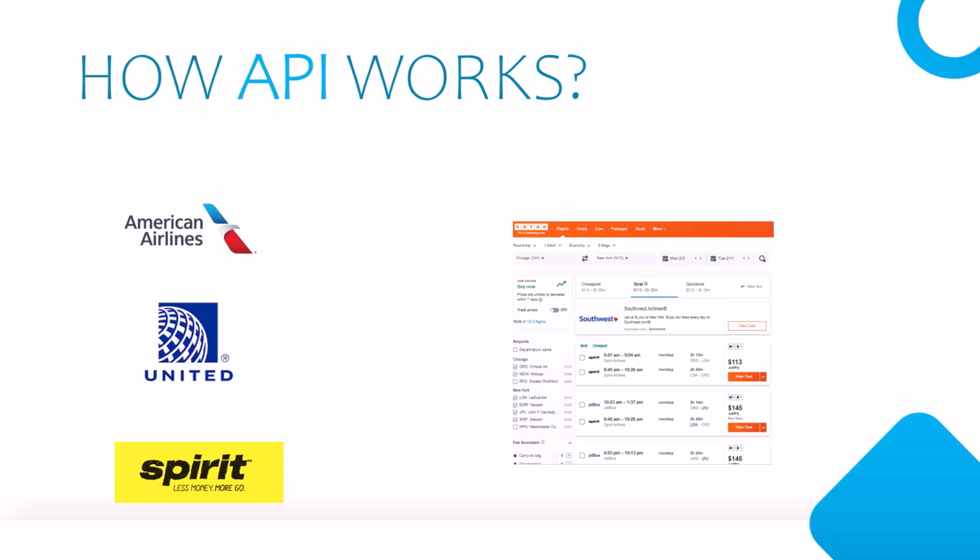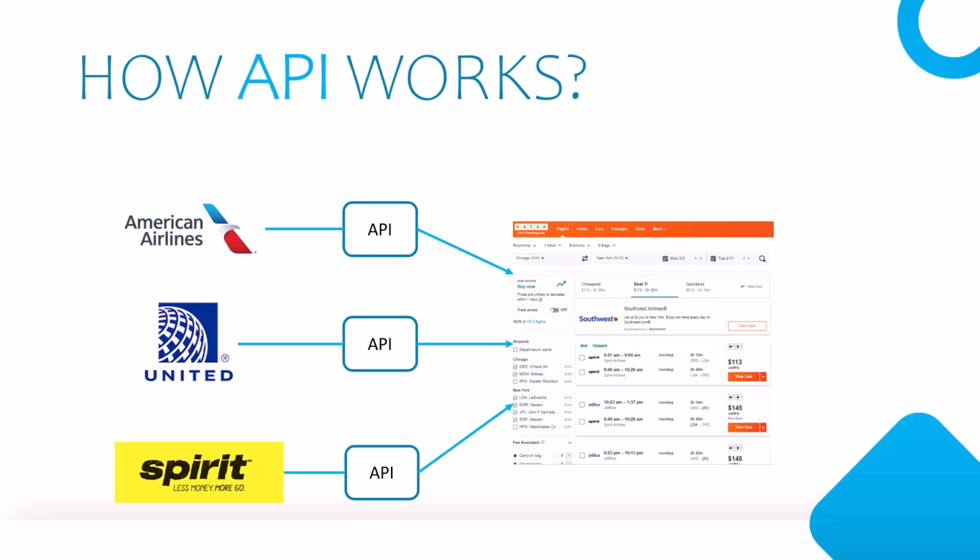What happens in the backend on kayak.com is American, United, and Spirit would have exposed an API. Kayak.com will be calling those API endpoints based on date, origin, and destination, and it will return all the response from the individual website. Whatever response it returns from those websites, it will display on kayak.com. So basically, American, United, Spirit, and other airlines would have their own API, and Kayak will be calling those API endpoints to display the connected information in one place.